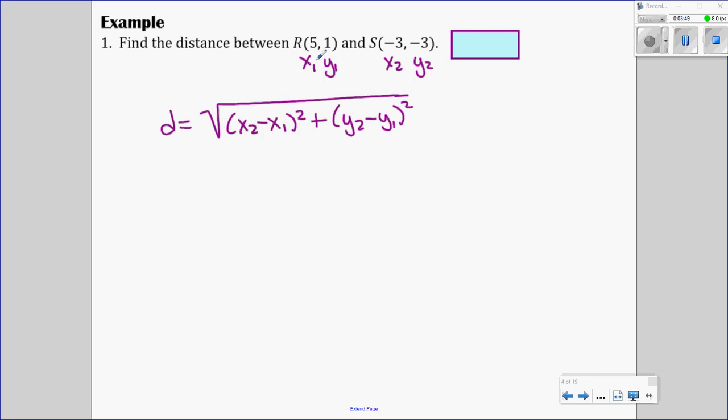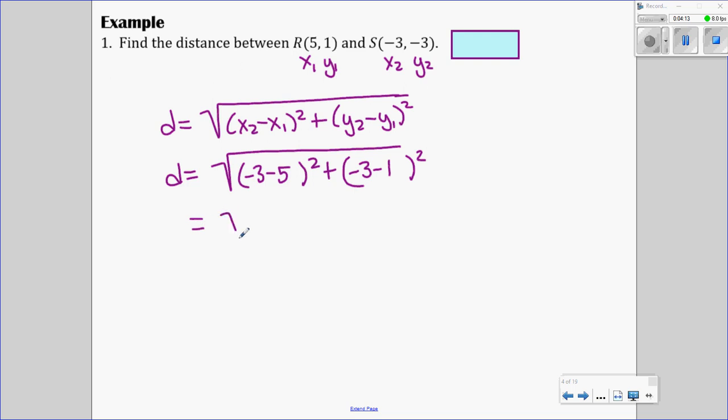So now we have our labels, so we just plug in everything that we need. We're looking for the distance, so that's going to stay as d, and then we plug in all the information that is labeled. So we have x2, which is -3, minus x1, which is 5, and then y2 is -3, and then y1 is 1.